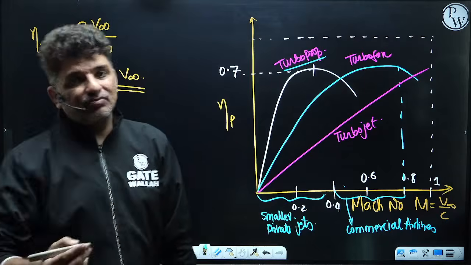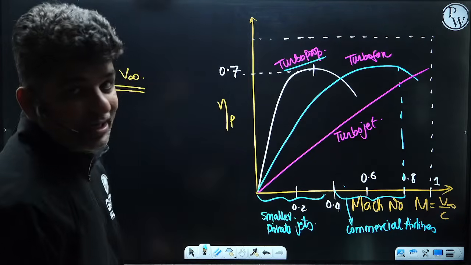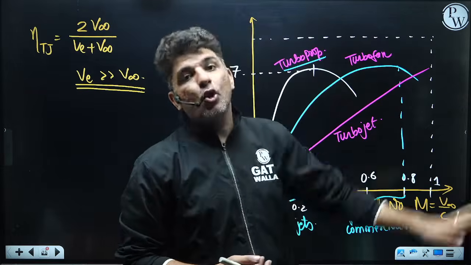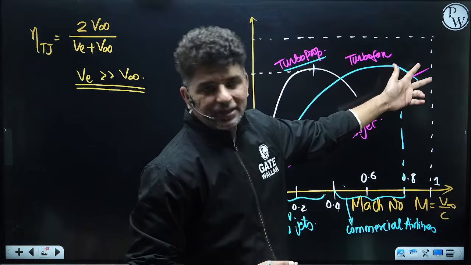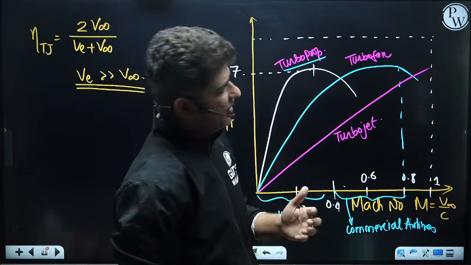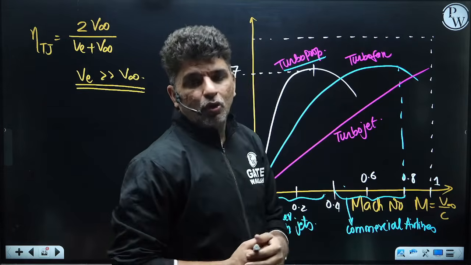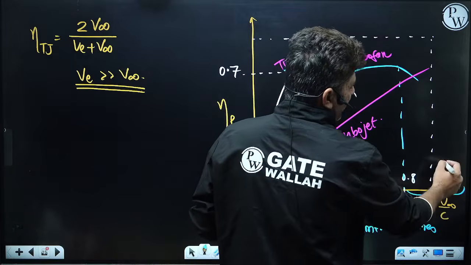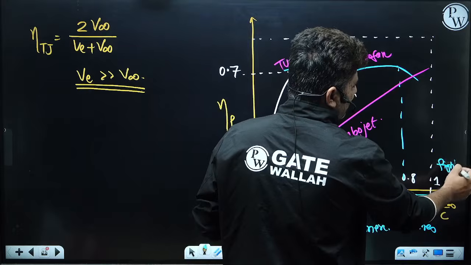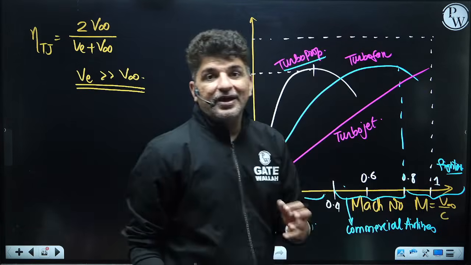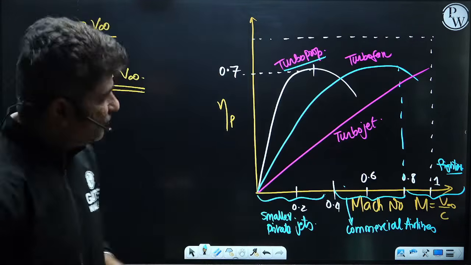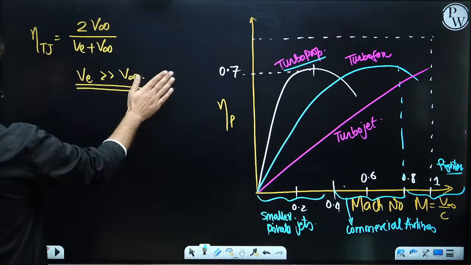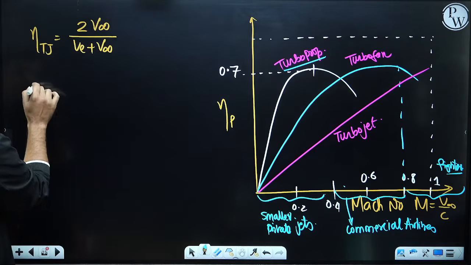And finally comes fighter aircraft, which runs at much higher speeds, close to Mach number 1 and beyond that. So beyond that, the efficiency of a turbojet will be much higher as compared to all the three. So for ranges in this region, you have fighter aircraft. Okay. So fighters will have turbojet. That is the reason why most of the fighters have turbojets. Is it clear? Okay.